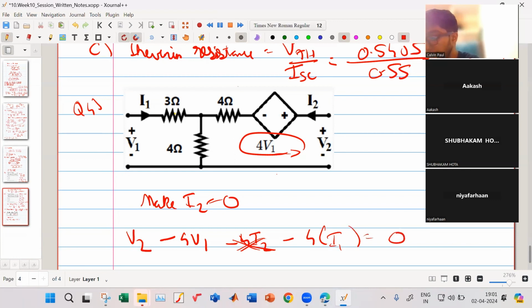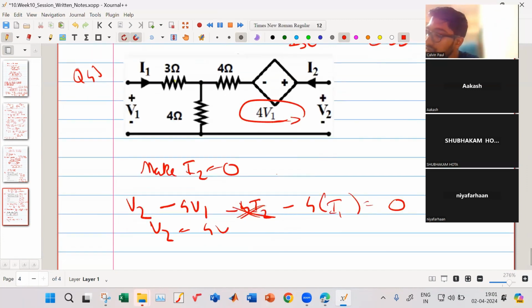Okay. So what do we get? What do you want in terms of I1 and I2, right? The terms are not there just because I2 is 0. You're saying V2 is simply 4V1 plus 4I2. Sir, why 4I2? It's before I1, right? Yes sir, 4I1. It is minus 4 I1, and when it goes to the next side, it becomes positive.